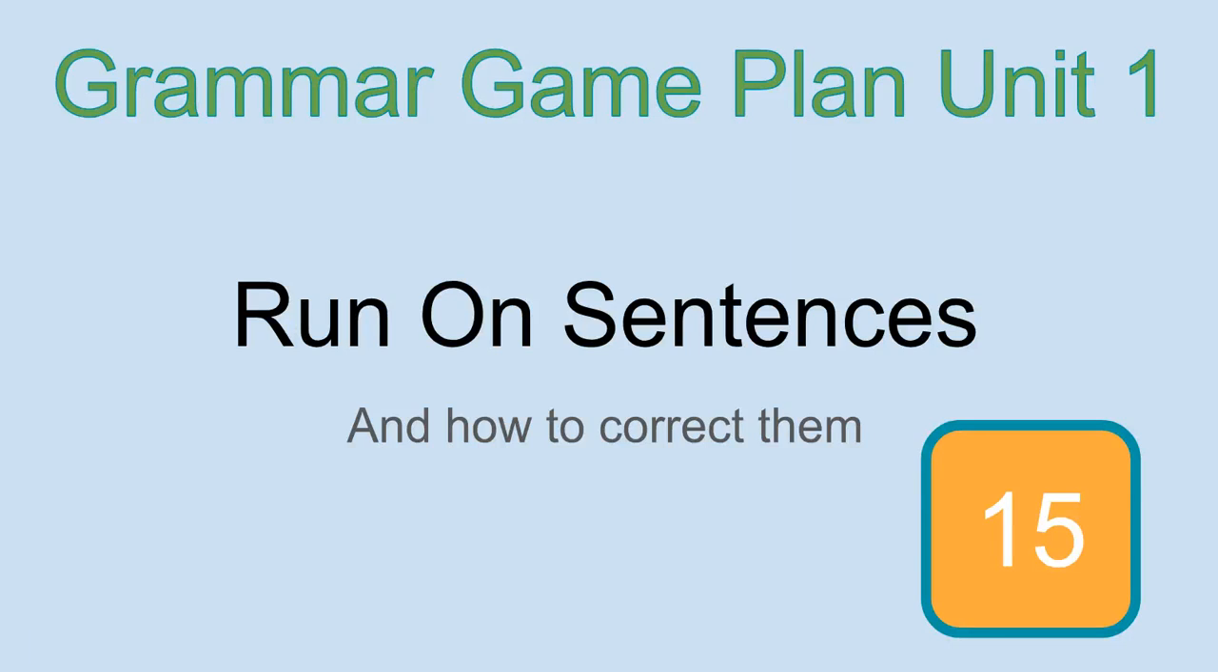This lesson continues our Grammar Game Plan Unit 1, and now we're going to shift our focus from commas to run-on sentences and how we correct them. This is Grammar Game Plan error number 15.